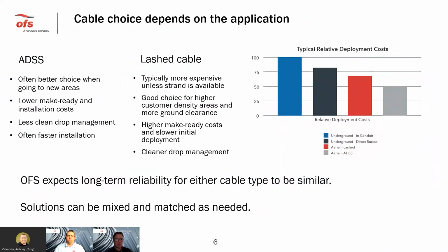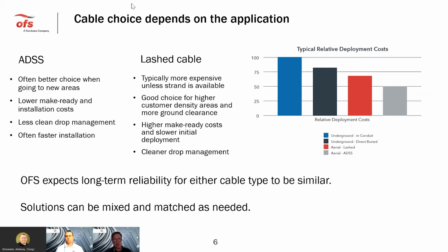And to give an overall summary, the cable choice really depends on the application. So with ADSS, it's often a better choice when going to new networks or to new areas. There are typically lower make-ready costs and installation costs. But one of the drawbacks is the drop management. So taking drop cables off of this cable, it's a little bit less clean. But that's often offset with just significantly faster installation.